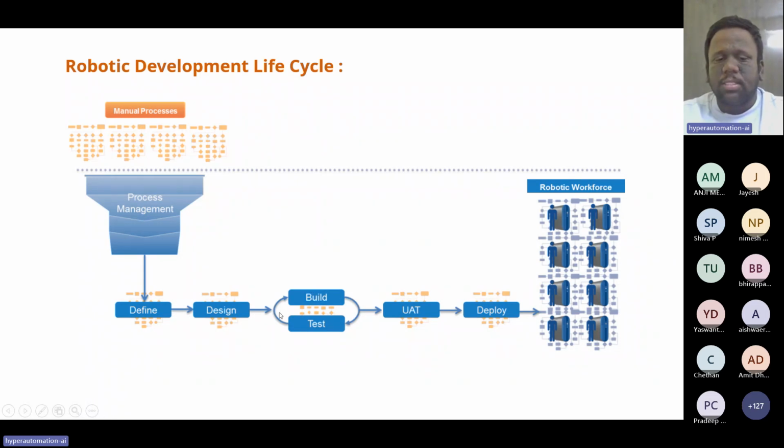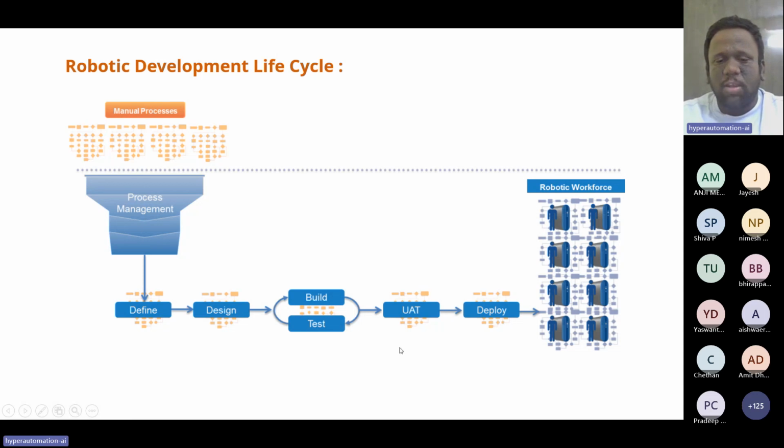Once everything is done in testing, it is moved to the UAT, which is user acceptance test. The end user, the client, comes into the picture, tests, and provides a sign off before moving it into production. Till now, all these phases, define, design, build and test, involve only our particular team. But before deploying the bot, you need to make sure the end user tests it. That is what we call UAT.